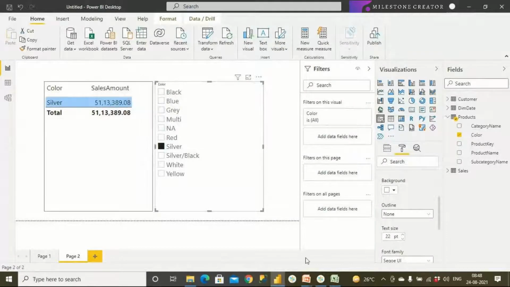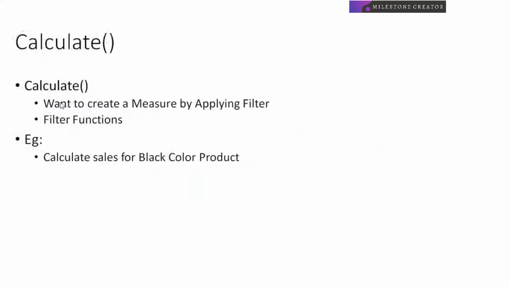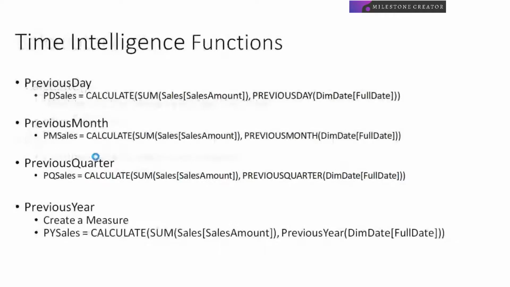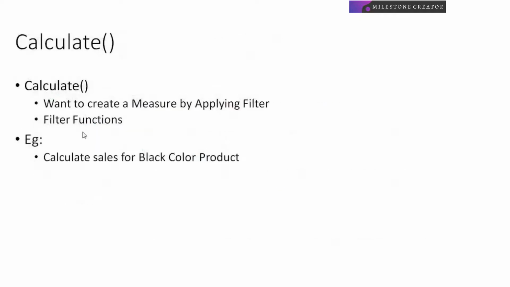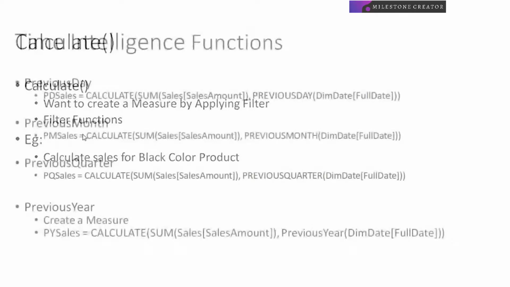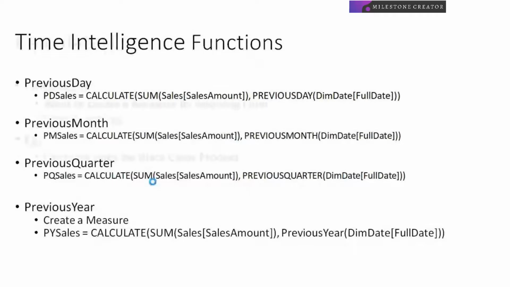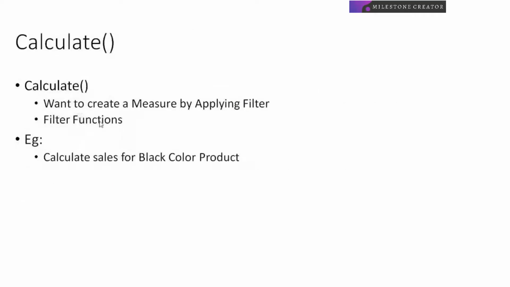Okay. So that is when we are going to be using the calculate function. Clear? So we are going to be using a calculate, then sum of sales. Here you drag and drop the black color item. So this one we'll be discussing tomorrow, but you should know the calculate function to work with some more time intelligence functions. So what is the calculate function, which is a part of filter functions? Want to create a measure by applying a filter. What is applying a filter? I wanted to know what is the total sales amount for black color product.